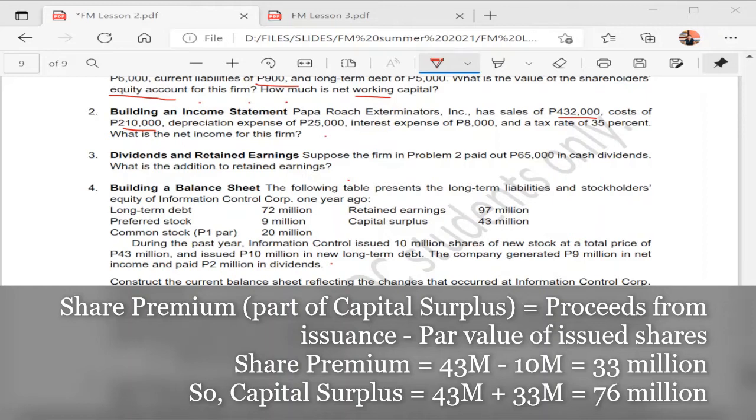Given that we have all the components, therefore, how much is our total assets? How much is our total assets? All right. Okay, so that's 301 million. That's correct.